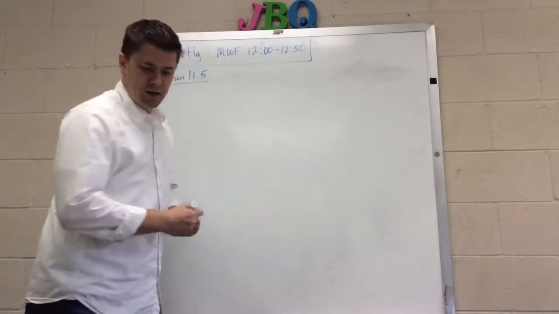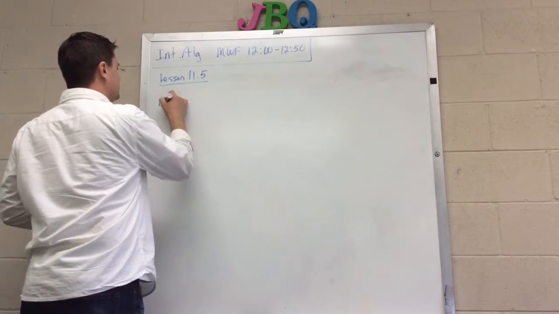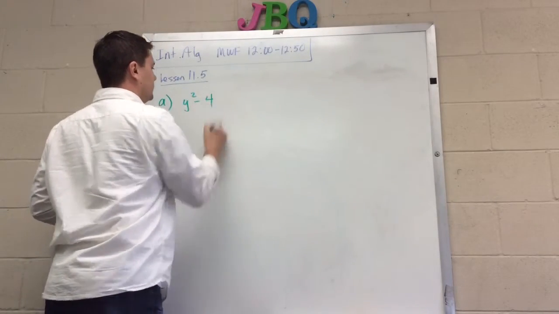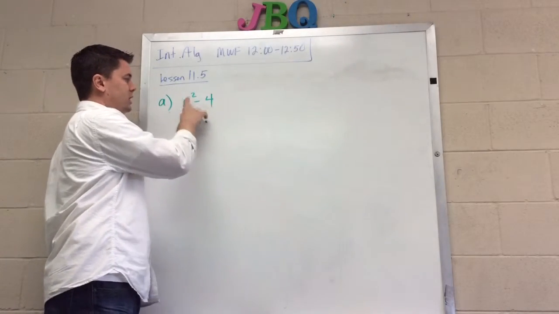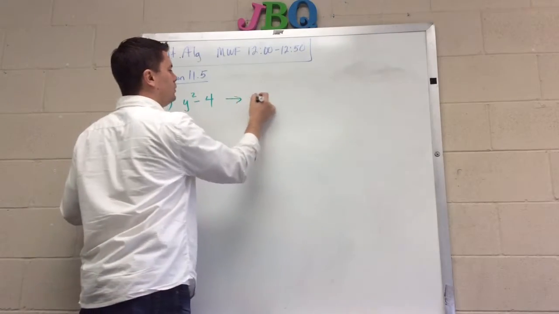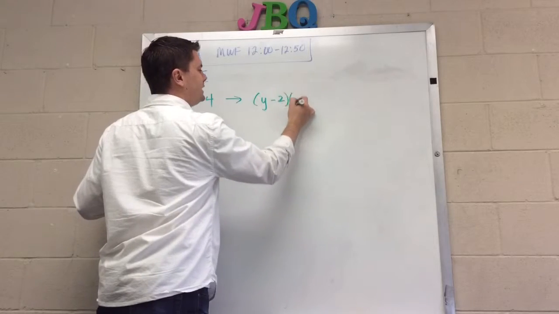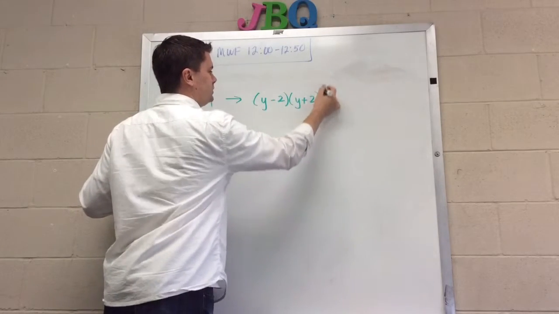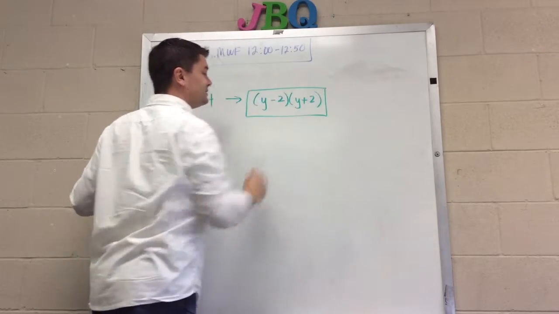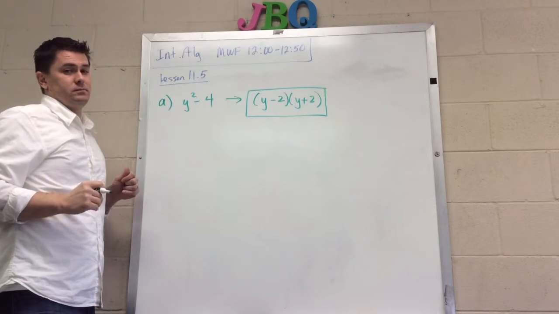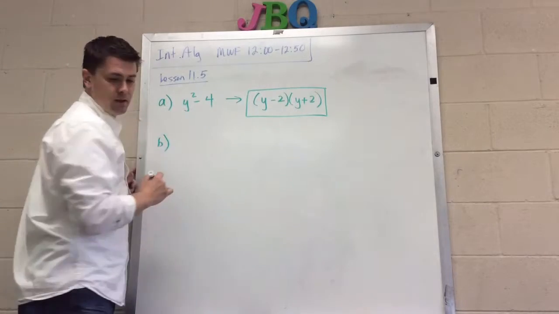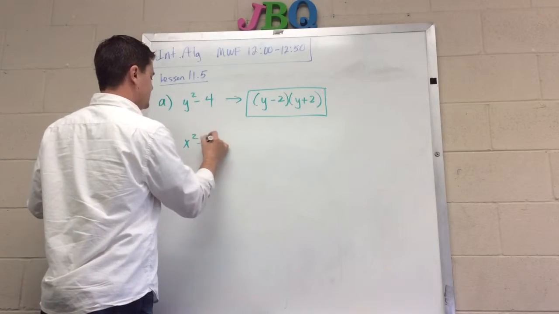But anyway, take a look at example A. Y squared minus 4. Is this the difference of two squares? Difference, square, square. So this result will be y minus 2 times y plus 2. And that's it. Any questions?